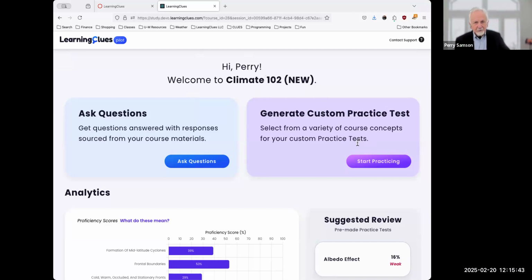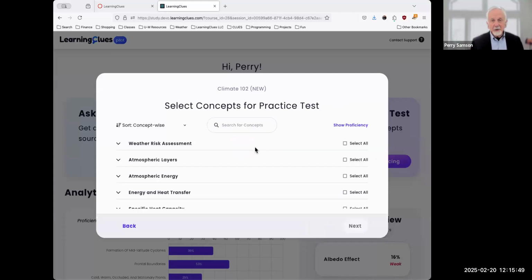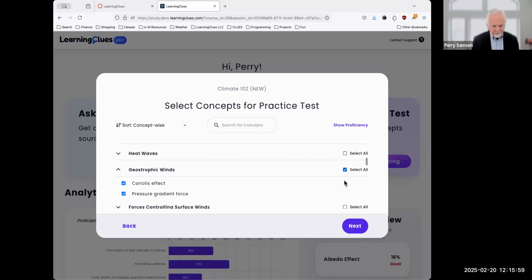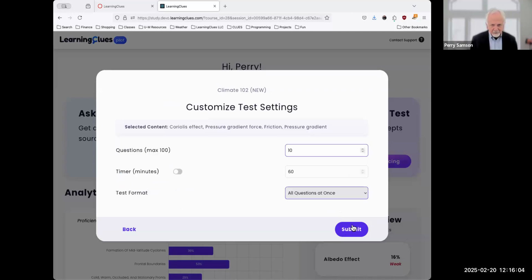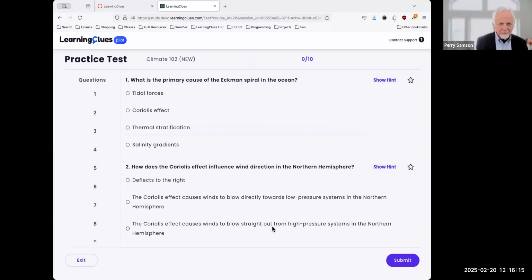And these questions are all stored in our system. So a student comes in and they want to understand and test themselves on particular concepts. They can go into the system here and say, I would like to learn about geostrophic winds and forces controlling surface wind. I want 10 questions. I don't need a timer. Submit the questions. It gives us a response of questions you should be able to answer based on what was talked about in class.